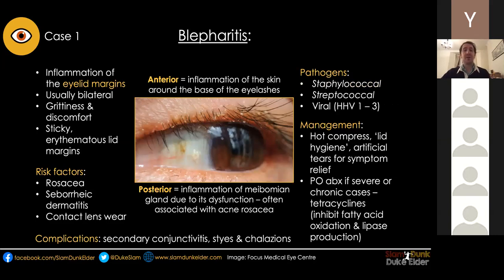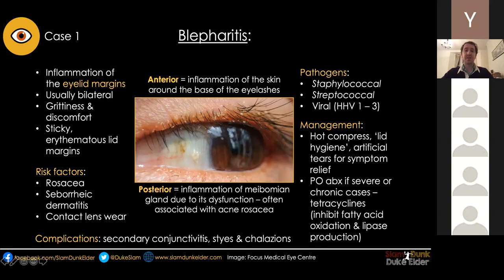The next one is blepharitis. So you all know this is infection of your lid margins. It's commonly bilateral, and you have a gritty discomfort in your eye. Again, we split this into two parts, anterior or posterior. Someone in the chat, yes, anterior, posterior.